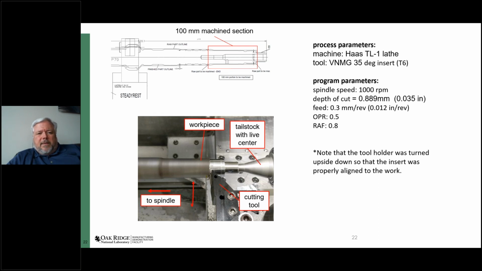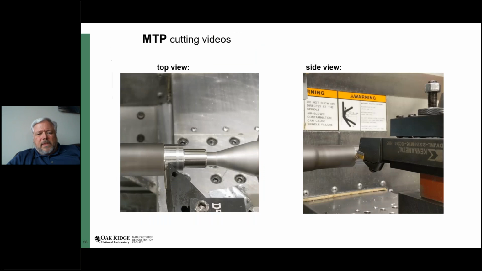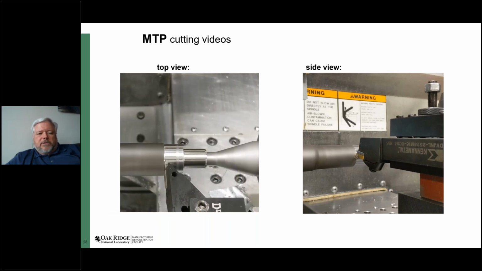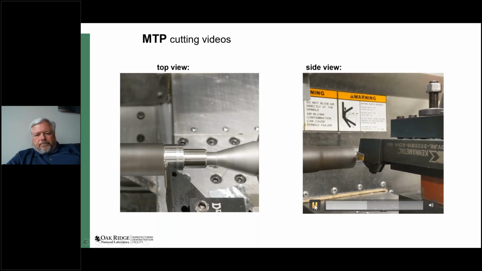And this is a picture of the shaft that's being created and a picture of the setup. The workpiece is in the chuck, and it's being supported by a tailstock on the right side. And then I have some video that shows that from two different angles. There's no special geometry in this. This is just a flat insert, no chip breaking geometry.